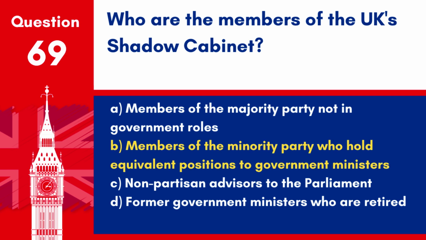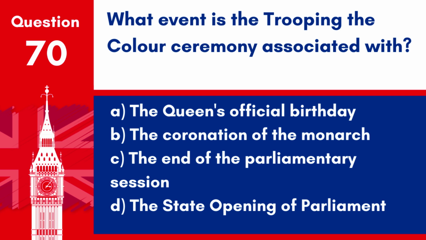Answer: B. Members of the minority party who hold equivalent positions to government ministers. The shadow cabinet consists of members from the main opposition party who scrutinise their corresponding government ministers and offer an alternative government policy programme.